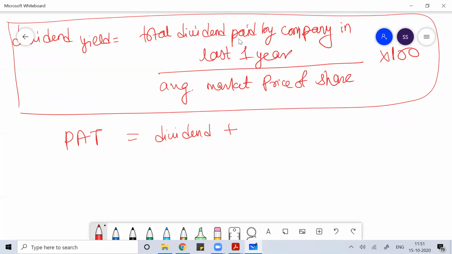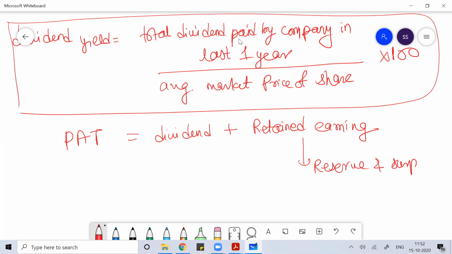And the remaining part which they retain with themselves is called retained earning. This retained earning, what they have not given to the shareholders, they put in their reserve and surplus account. So they try to continuously accumulate retained earning in the reserve and surplus account.